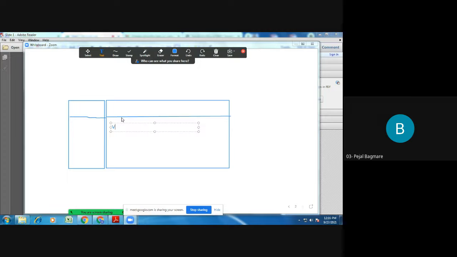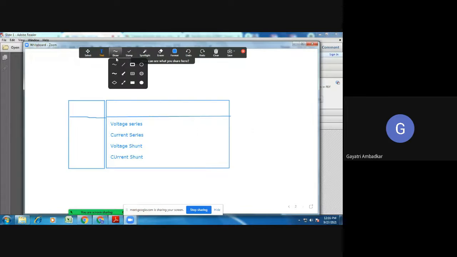Voltage series. Let me write. Okay, next. Current series. Is this Pajal? Yes, ma'am. Okay. Now the next member will tell me what I shall write third. Voltage shunt. Good. Next member. Current shunt. Very good. So these are my four amplifiers.